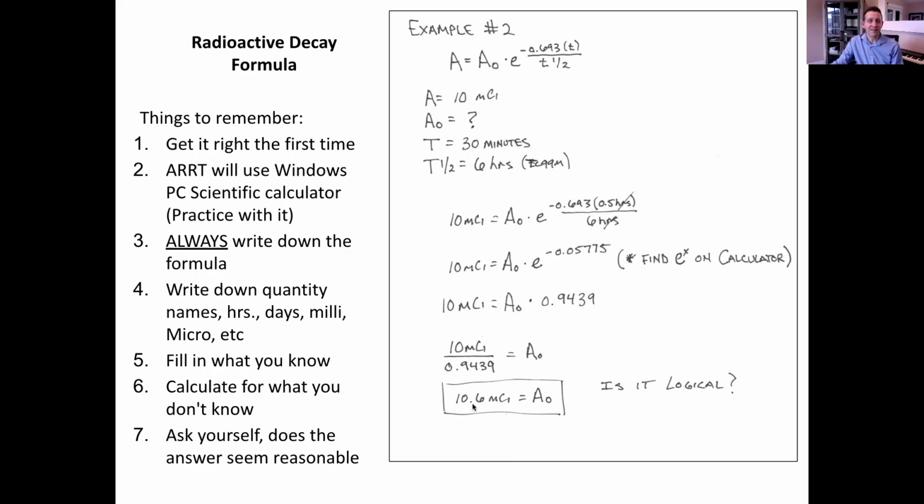Now I need to ask myself, does it make sense? Is it logical? I have something with an activity of 10. So 30 minutes ago, with a 6-hour half-life, we should probably expect it to be a little more than 10. And is that what we have? Yep, we have 10.6 millicuries. So it makes sense. All right.